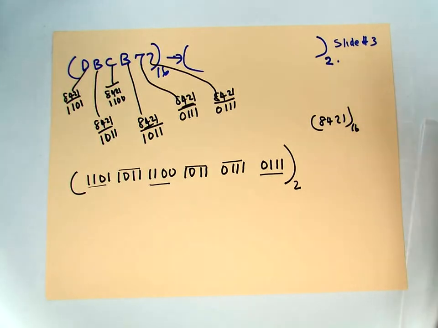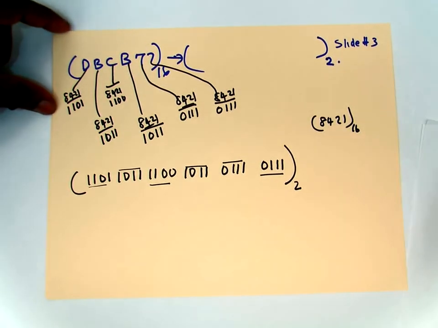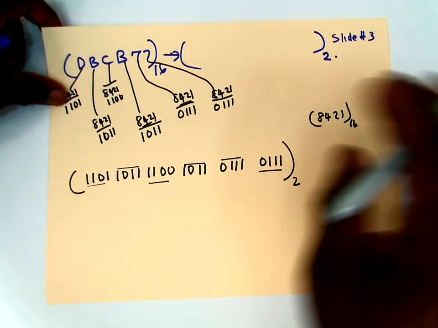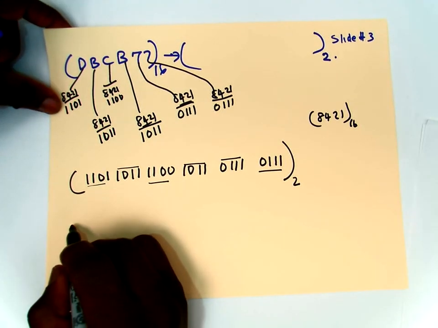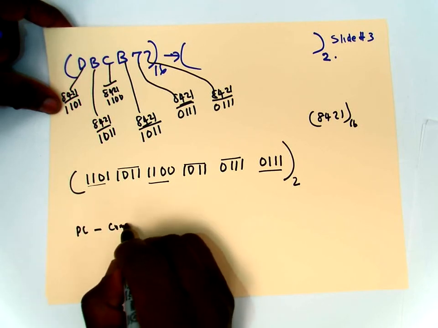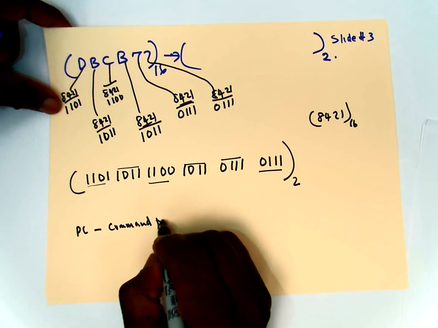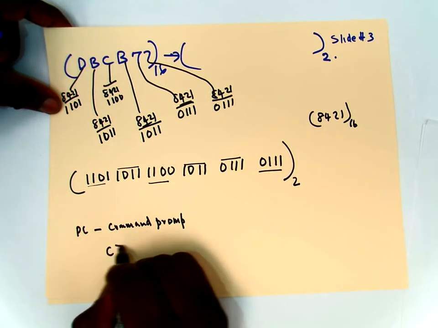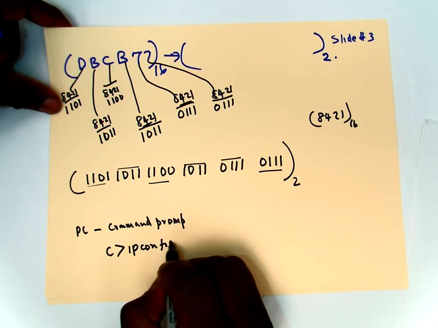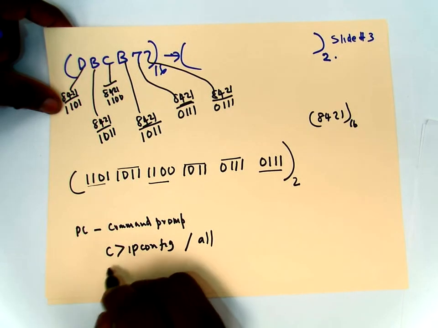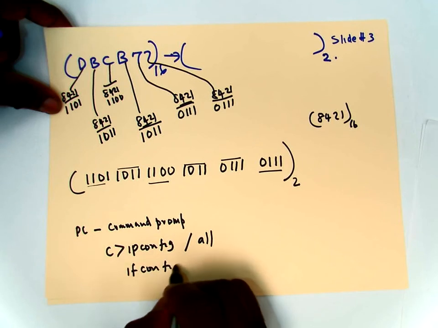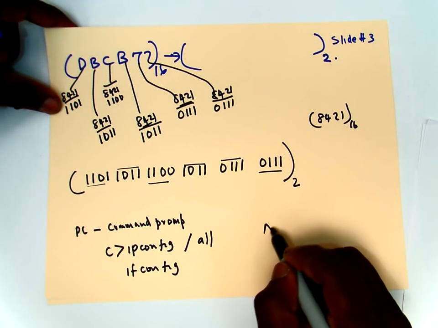Okay, so just to see how much we use this hexadecimal, I'll let you go back to your computer. Those of you who have a computer in front of you, go to your command prompt. You will see a blinking line. Type in ipconfig/all. If you are using Linux, type ifconfig. You see there is something called the MAC address.